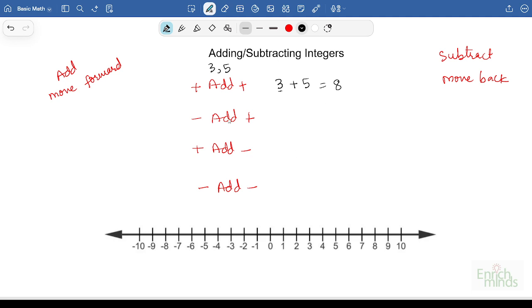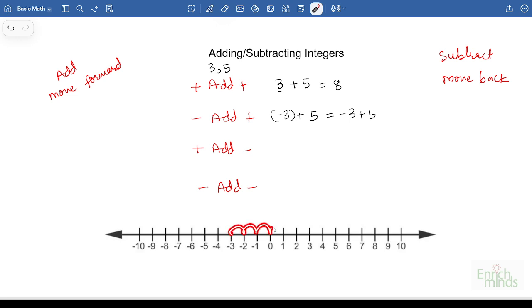We add a positive number to a negative number. So minus 3 plus positive 5. What happens here? This is as good as minus 3 plus 5. You're adding a 5 to a negative 3. No matter what number we have here, we move forward on the number line since we are adding a number to this. So starting at minus 3, we move forward 5 steps. 1, 2, 3, 4, 5. The answer is 2.